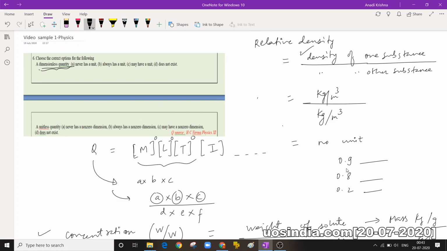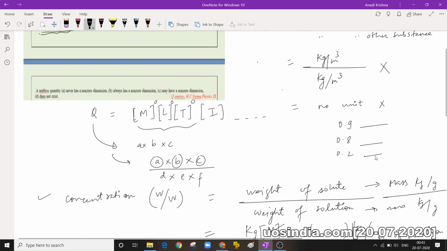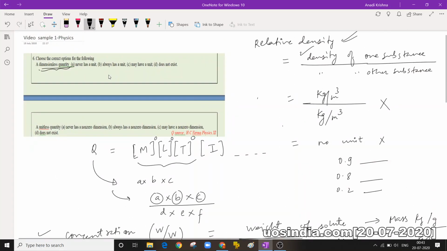So you got two examples where one dimensionless quantity did not have any unit, and one dimensionless quantity has a unit. So being dimensionless does not make sure that you will not have a unit. A dimensionless quantity may also have a unit. So the correct option is C.